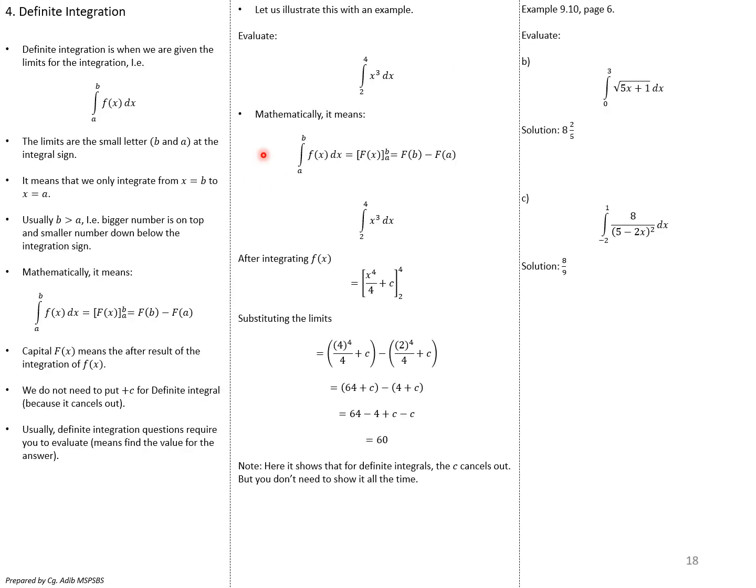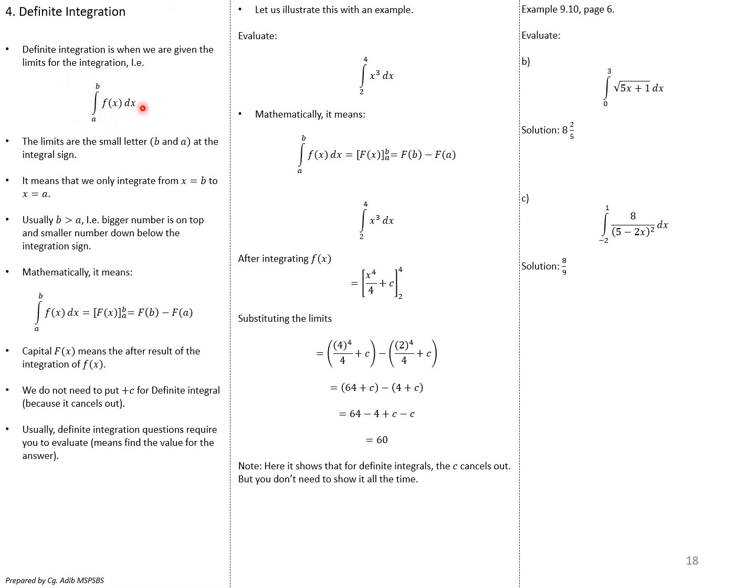So we have now covered 3 subtopics of integration. Now we're going to move on to the 4th one, which is definite integration. This is pretty straightforward. Definite integration is when we are given the limits for the integration. So the limits are this, b and a. It means that we only integrate from b up to a. Usually the bigger number is on top, the smaller number is below.